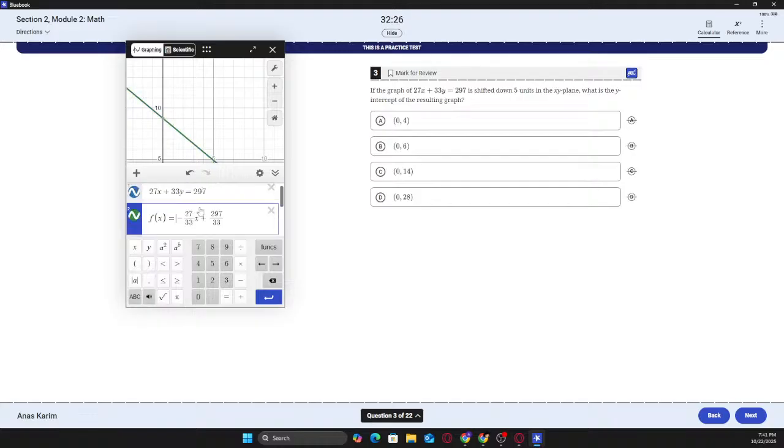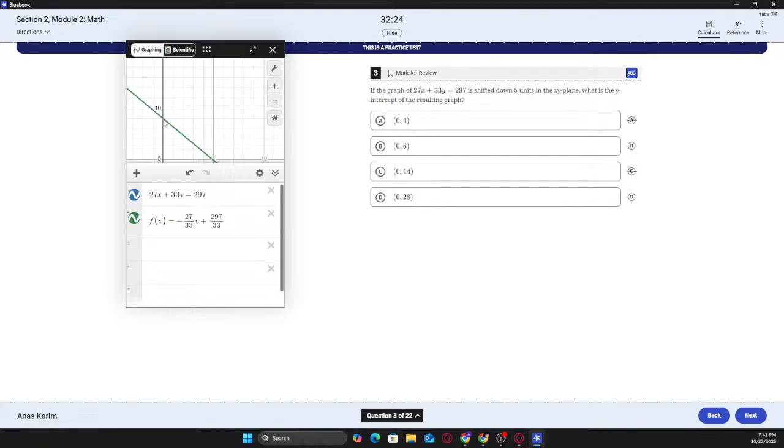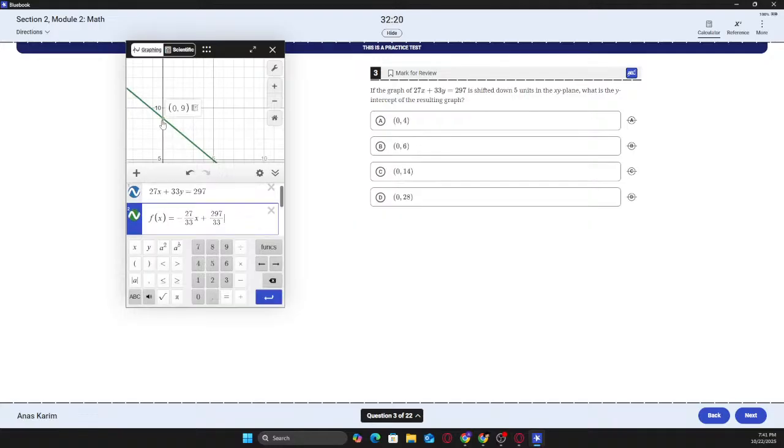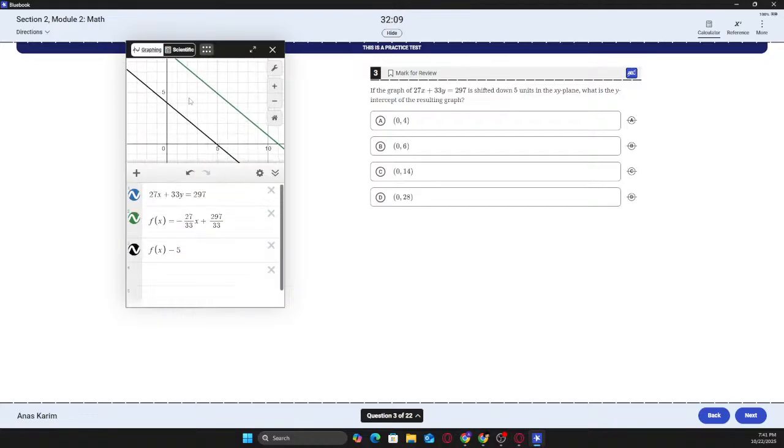Right there. Okay, so we have our function, and now it's asking for what is the y-intercept. So we have to shift it downwards. So if you could recall, that would just be like that. So if we just shift it, it'd be 0, 4.